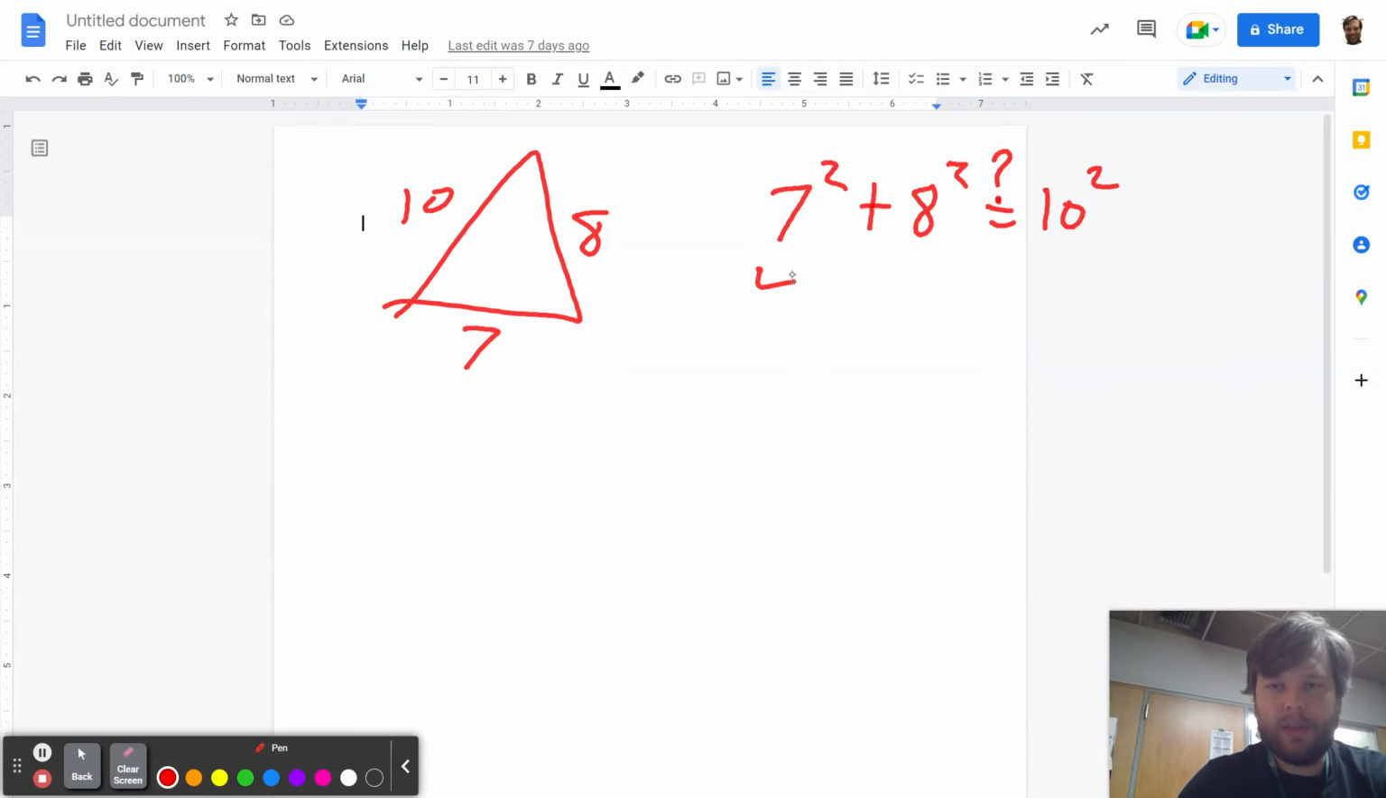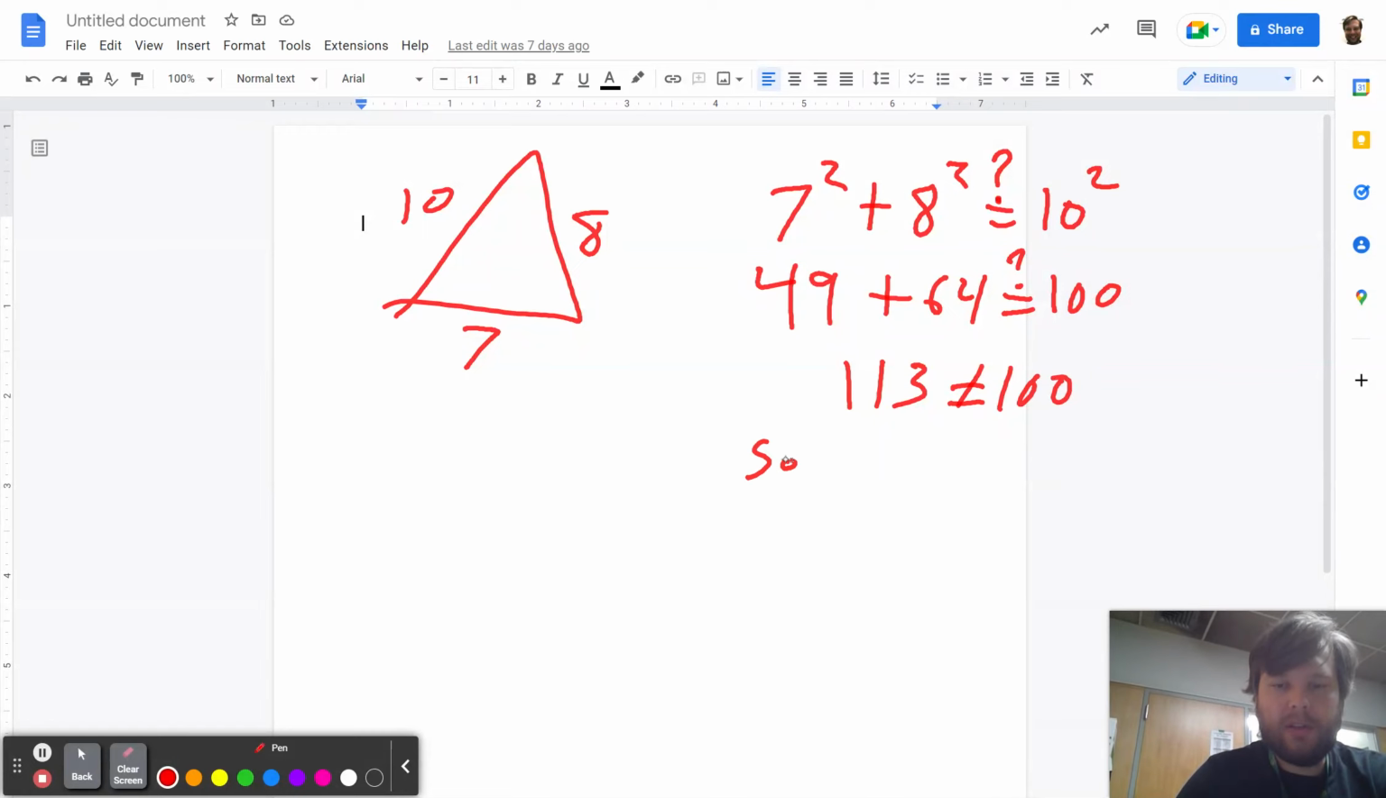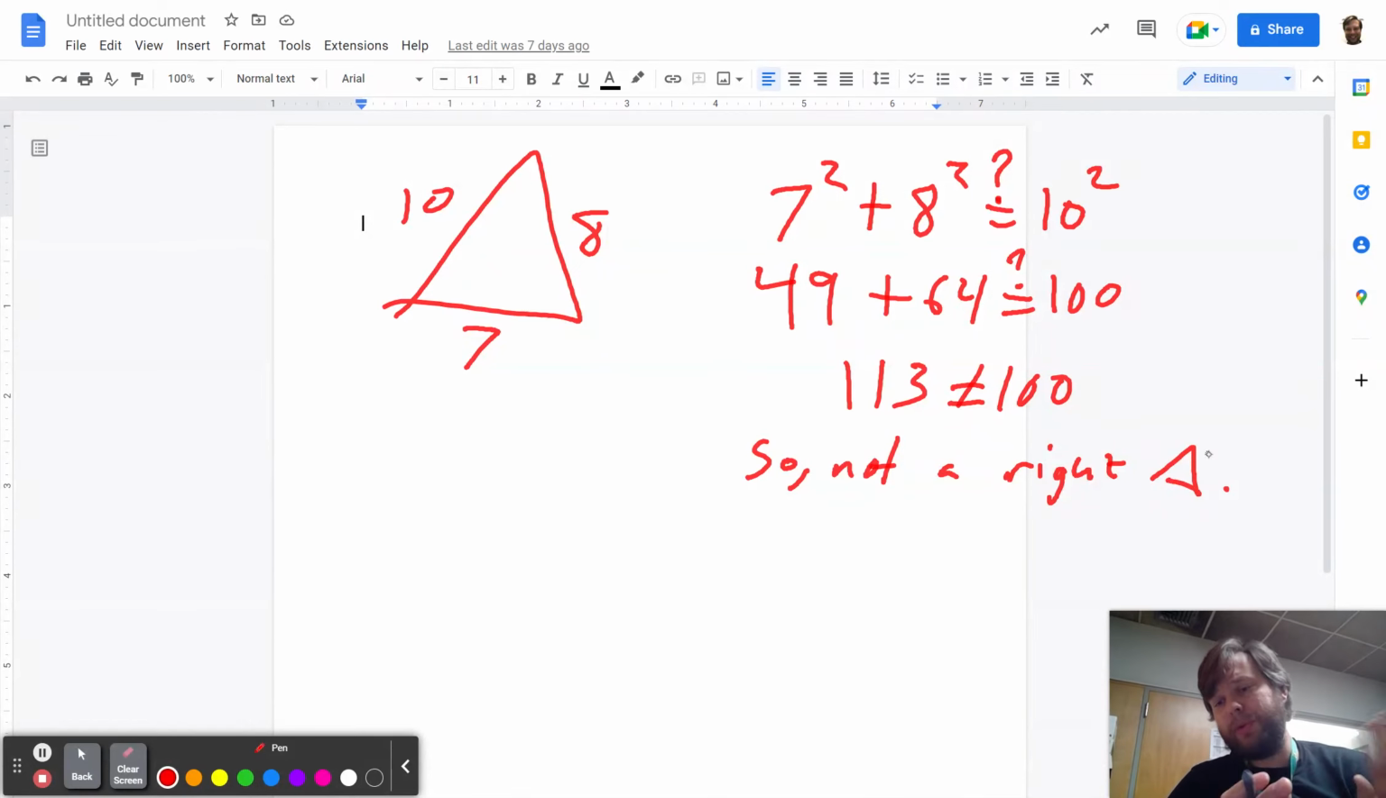We'll see. 7 squared is 49. 8 squared is 64. 10 squared is 100. And those do not add up. What is that? So that's a 3. 113, unless I messed that up. Yeah, so 113 does not equal 100. So it's not a right triangle. Okay, so Pythagorean theorem works both ways. If you know it's a right triangle, then you know a squared plus b squared equals c squared. And if you have three sides, you can figure out if it's a right triangle. So that's a useful tool.